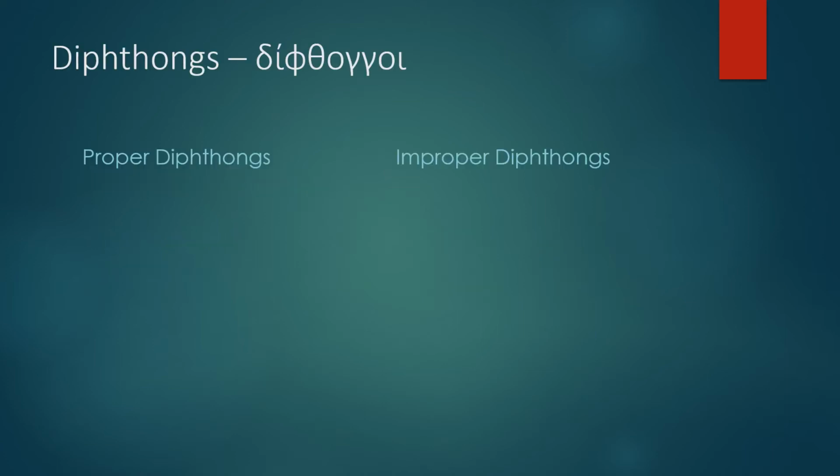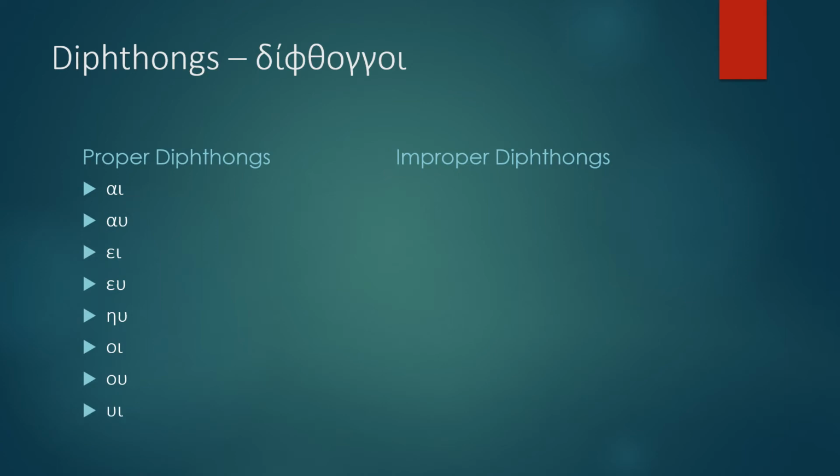So we've talked about how to pronounce vowels by themselves, but there are certain combinations of vowels known as diphthongs, diphthongoi, literally two sounds, which make something new. So we have what are called proper and improper diphthongs, and there are 8 proper diphthongs: alpha iota, alpha upsilon, epsilon iota, epsilon upsilon, eta upsilon, omicron iota, omicron upsilon, and upsilon iota.